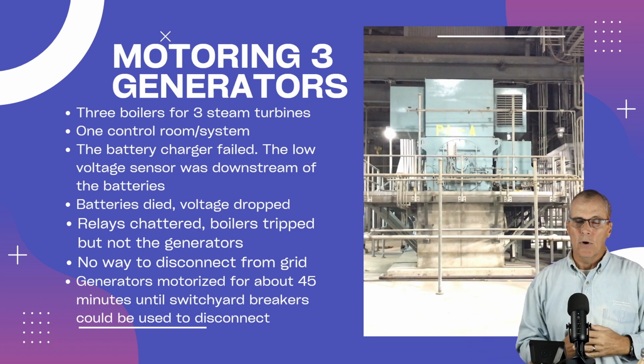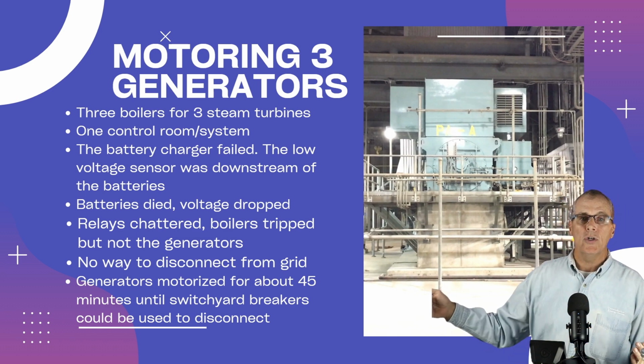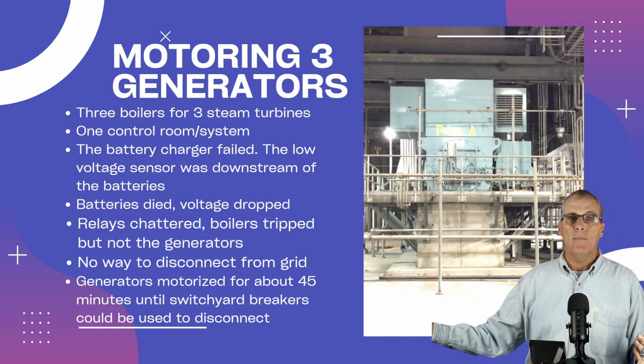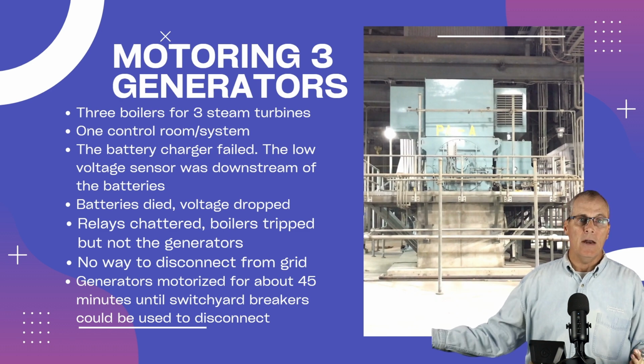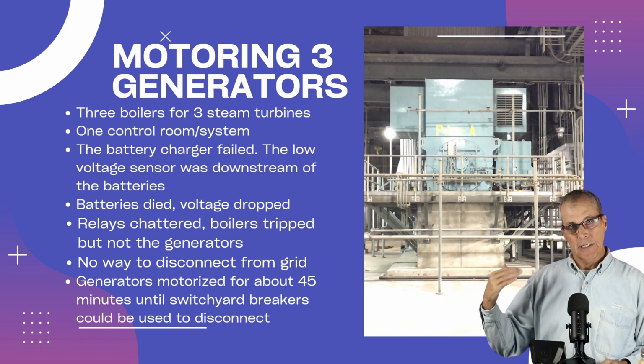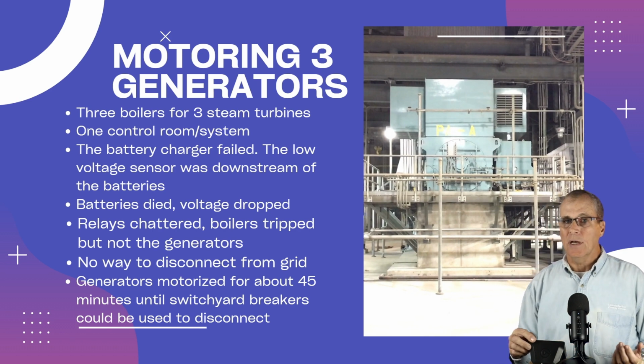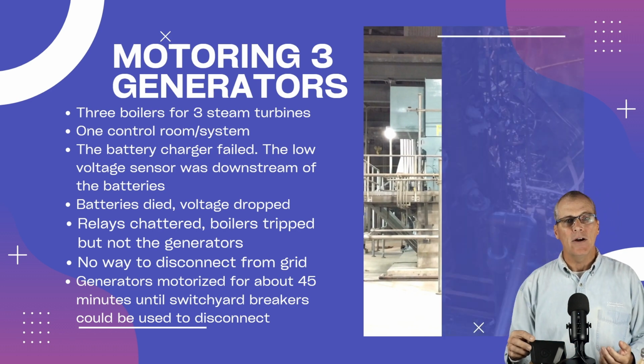This lasted for about 45 minutes, and the way they eventually got it disconnected from the grid, they went out to the switch yard where they had a whole new set of breakers and another set of batteries that were on its own charger. So it was separate, and they were able to disconnect from the grid and get the plant stopped. So that was an interesting lesson learned. Big things can happen out here.